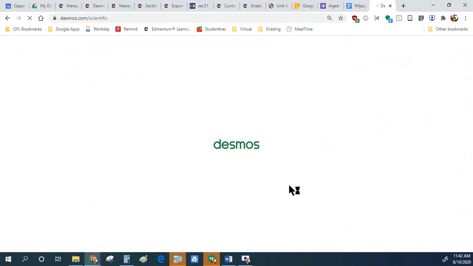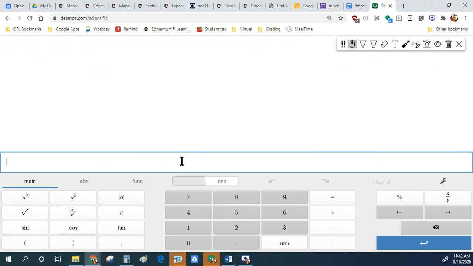Or oh, they have a calculator on Desmos. Oh, guys, you can use a scientific calculator on Desmos. If you don't have one at home, go to desmos.com/scientific. So let's try this out.